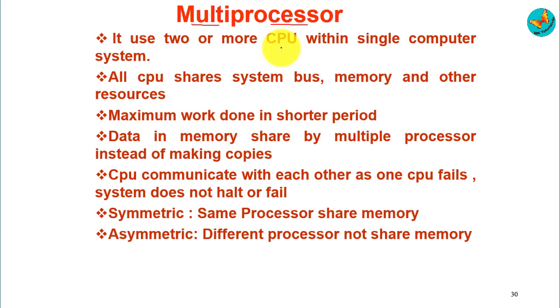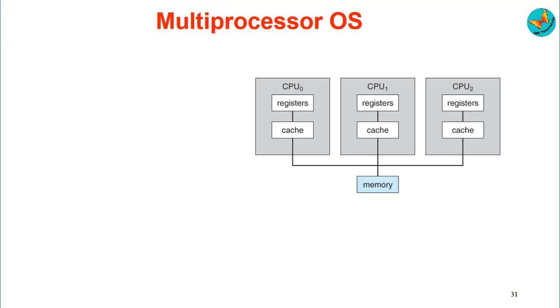Here, two types of multiprocessor systems are there. One is symmetric. So here, the same processors share memory. And what about asymmetric multiprocessor? Here, different processors do not share the memory. So let us see one diagram for this. See here, different processors are there, but they are sharing the same memory, isn't it? And each CPU has its own register and cache, but they are using the same RAM or same memory.